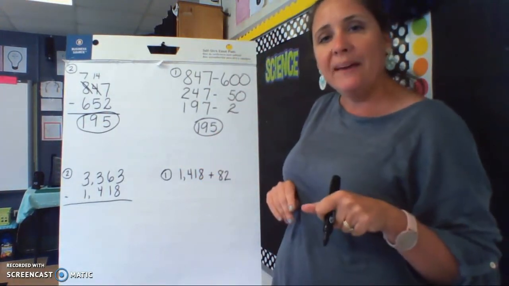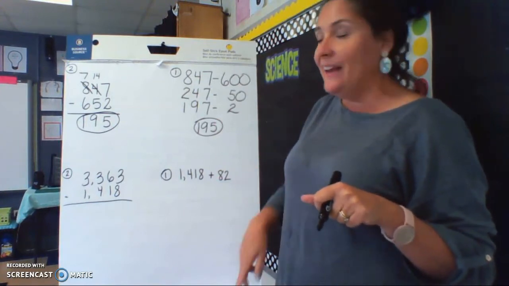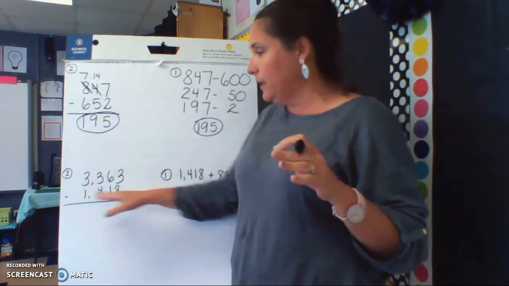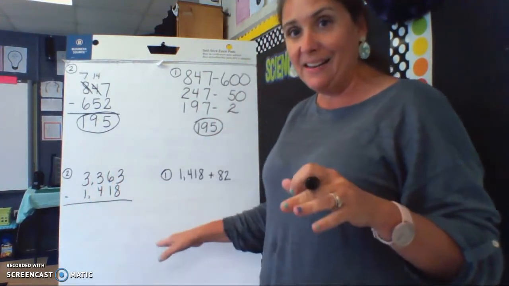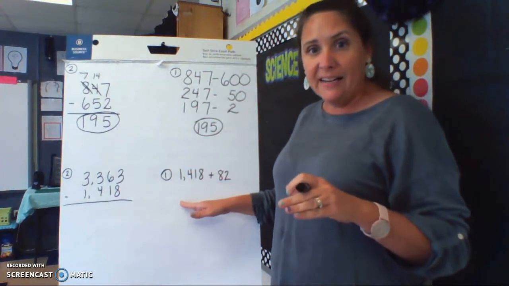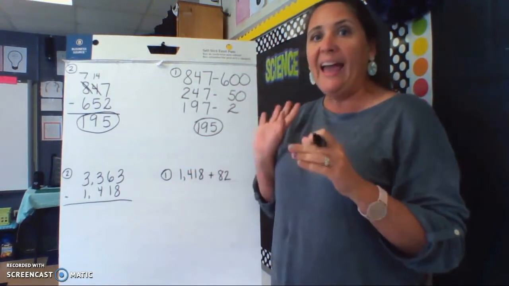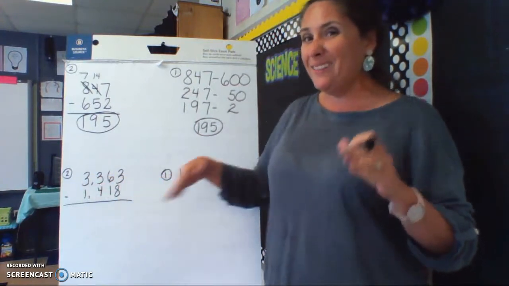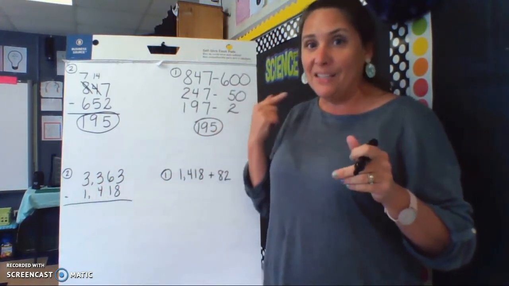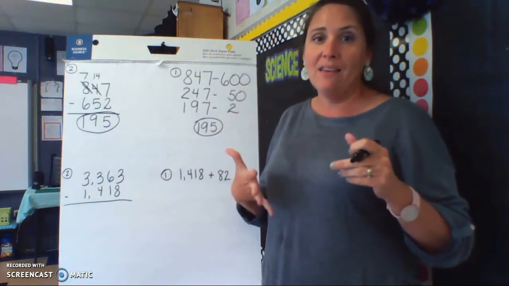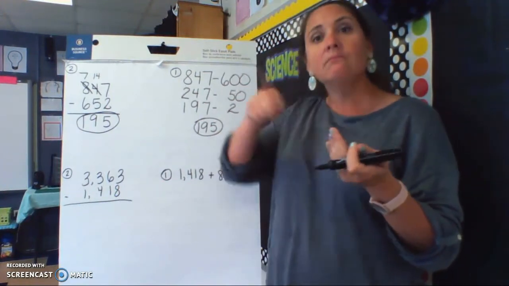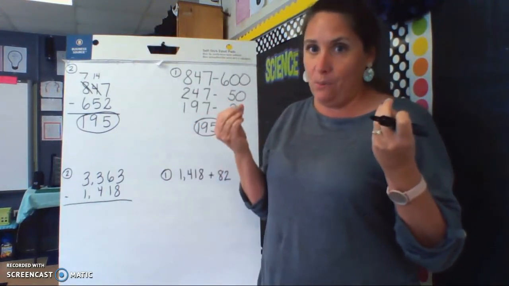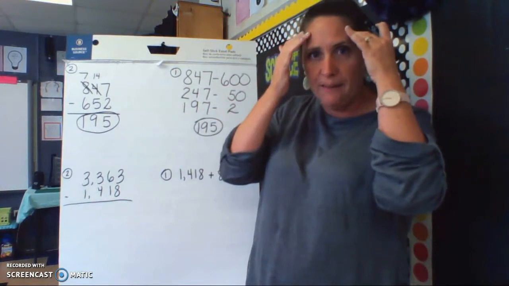All right, so let's take a peek at problem number 4. Now this time, my first way, because we have the problem of 3,363 minus 1,418, I decided to take that lower number and count up until I get to 3,363. And I'll tell you a secret. This is the way that I do it in my head. This is how I do mental math. I start with a smaller number and I count up. I count forward. I add. And then I figure it out that way. It works for me. That's the way I see it in my head.